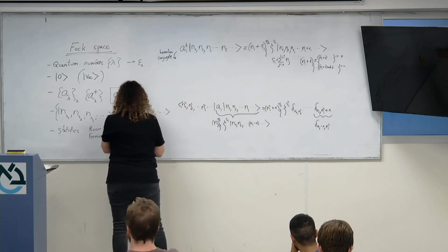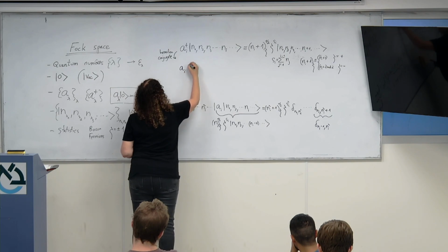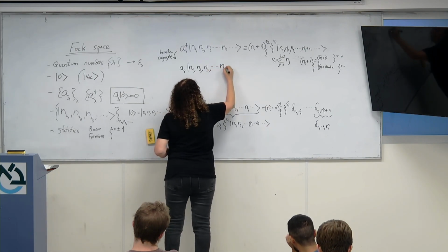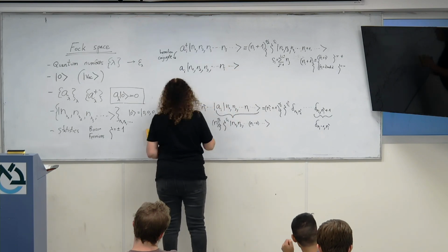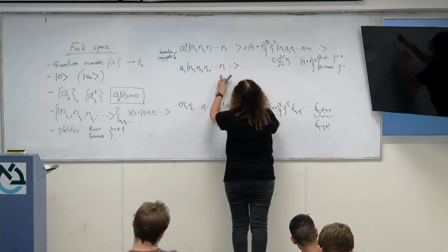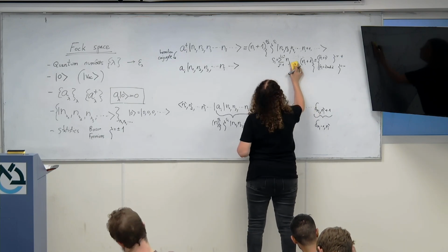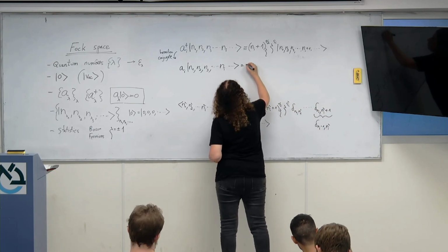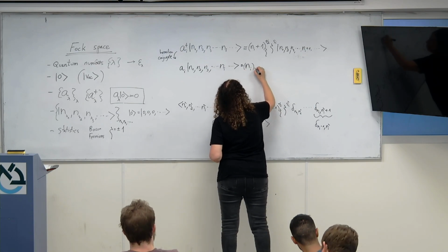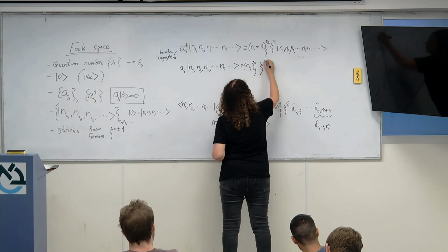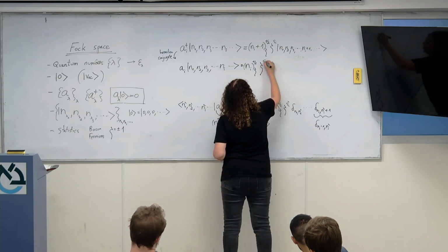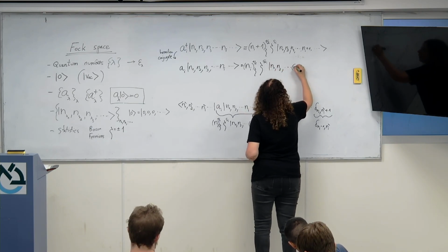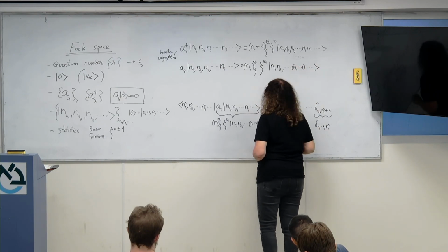The result is that Ai acting on an arbitrary Fock state with position i occupied by Ni, this I think I can erase, but remember what it is equal to, is Ni times zeta to the power Si times the state with Ni minus 1 at the position i.